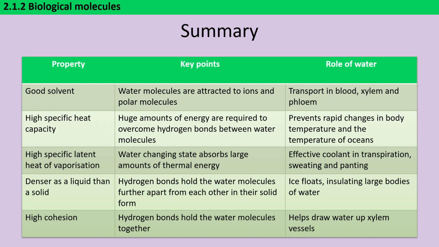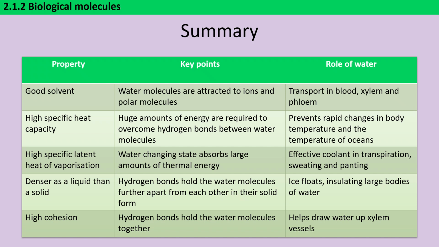And this prevents rapid changes both in the temperature inside cells and bodies and also in the oceans and other large bodies of water. It has a high specific latent heat of vaporization, which means that it's very challenging to evaporate or boil water. This means that it's an effective coolant in transpiration, sweating and panting, and it also stops the oceans from just boiling away.